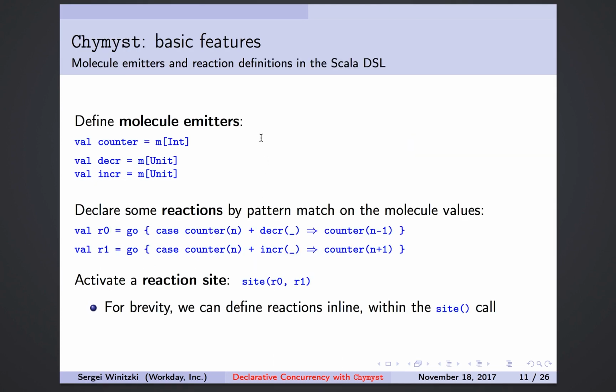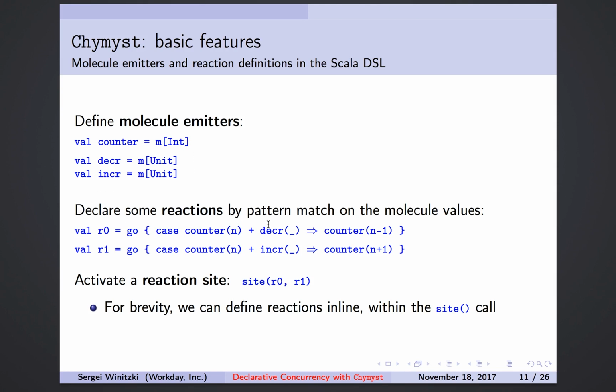Here is how this program is written in the syntax of Chymyst. First, we define the functions that will emit molecules into the soup. These functions are called molecule emitters, and they define at the same time the sort of molecules that are available. So the sorts, the chemical identities of the molecules. We define three molecules: counter, decr, and incr. This M is the function that the Chymyst library defines. And we specify the type of the value that the molecule will carry.